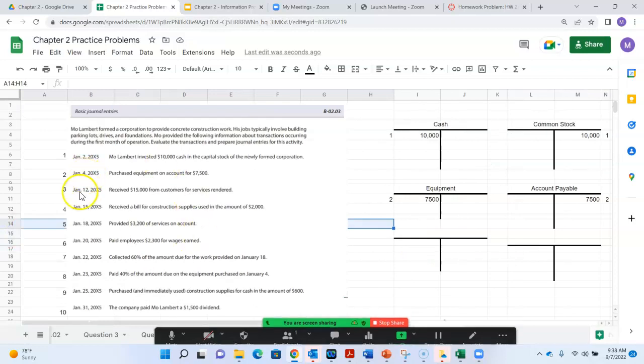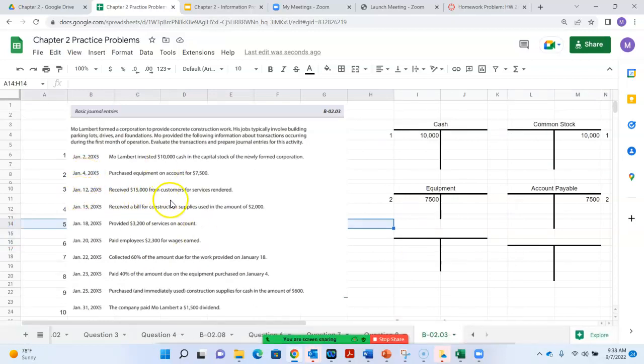Let's try the next one. Received $15,000 from customers for services rendered. So cash went up, right? Cash increased. Therefore, we're going to debit our cash account. This relates to transaction number 3. What's the offsetting? We also received revenue that we can recognize now, right? Services were rendered. Therefore, we're able to recognize that revenue.